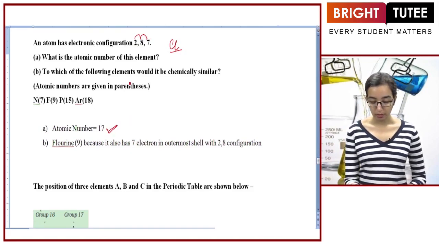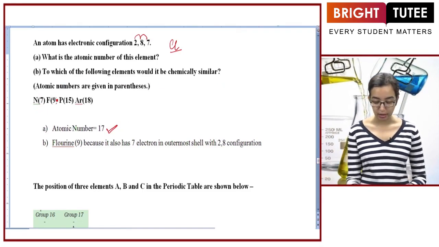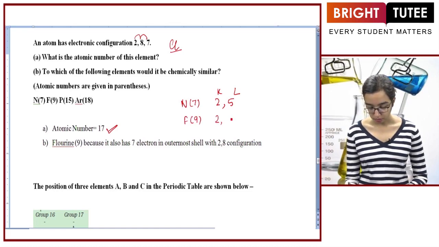To which of the following elements would it be chemically similar? Now let's see what is the configuration of these elements. Nitrogen has an atomic number of 7. So it means it has 2, 5 configuration in K, L shells. Fluorine has atomic number 9, which means 2, 7.